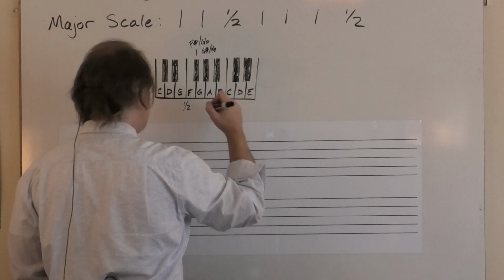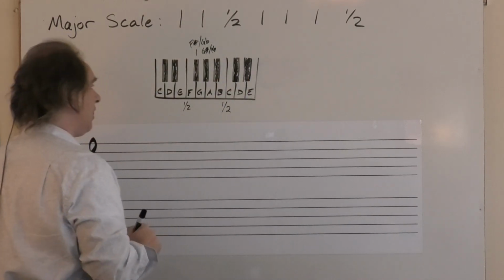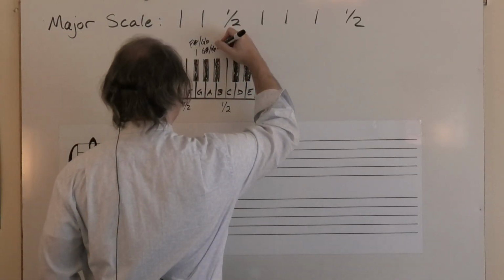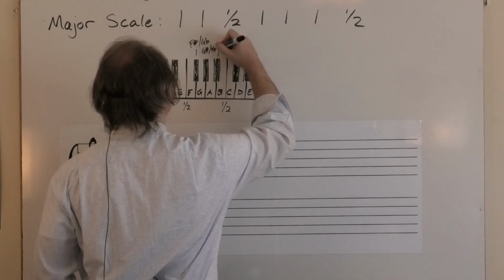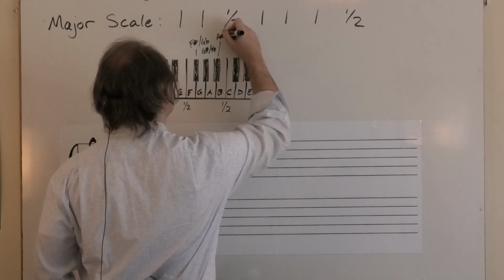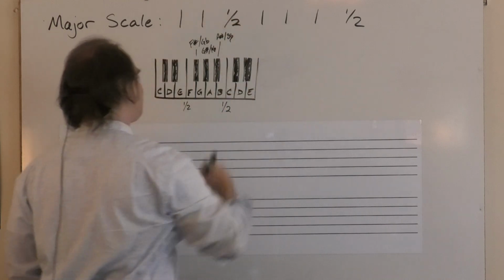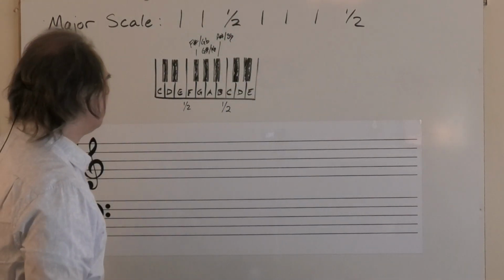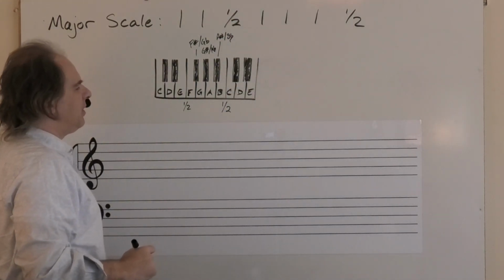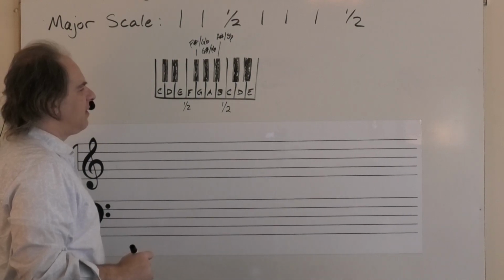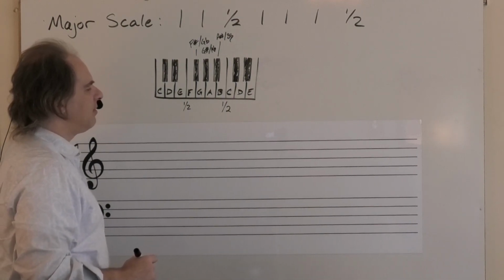There is no black key between B and C. It's a half step. Okay, this could be called an A sharp or a B flat. We usually call it a B flat. So between B and C and E and F, there's no black key.